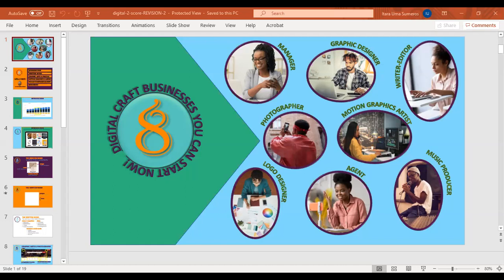There are so many resources online. At the end of the presentation, there's a list of some of the resources that you can depend upon to get good information as well as sell your work. So we're going to go through these eight different categories.